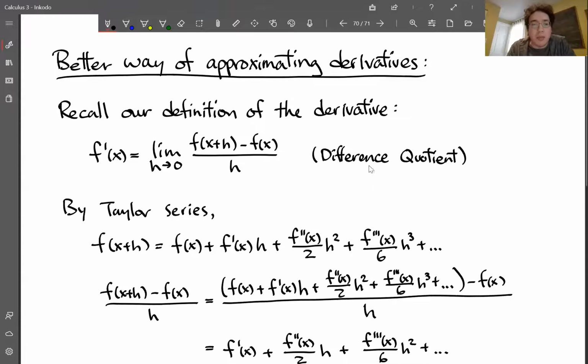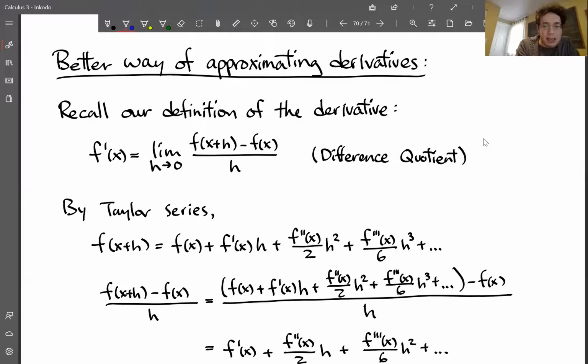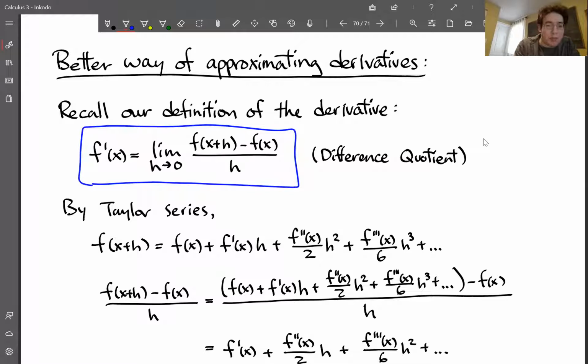Okay, so recall that the derivative looks like this, right? So in our Calc 1 class, we learned that this is the definition of the derivative. It's a limit as h goes to 0 of f of x plus h minus f of x, all divided by h. So this is called the limit of the difference quotient.